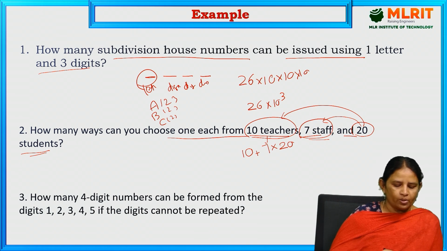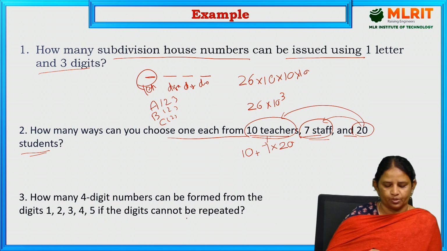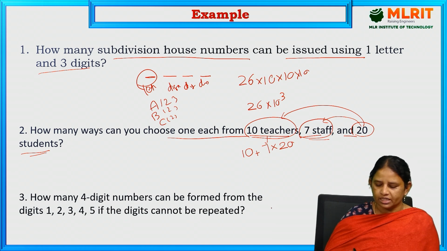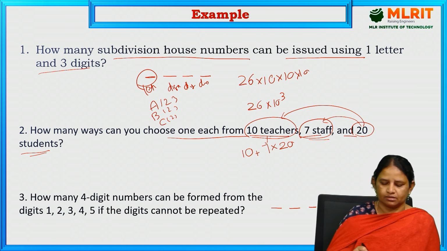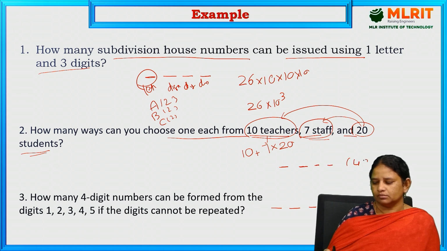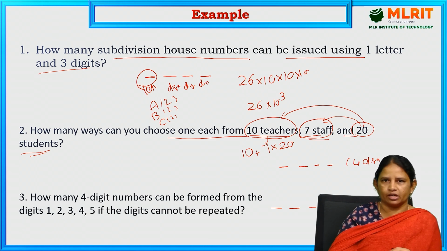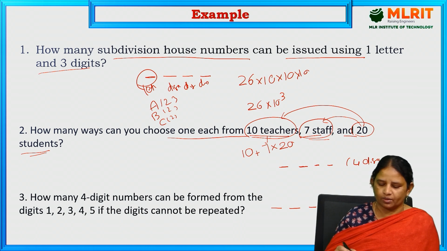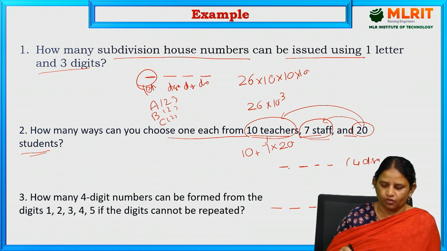Next, how many 4-digit numbers can be formed from the digits 1, 2, 3, 4 if the digits cannot be repeated? The number consisting of 4 digits. In the case of a 4-digit number, we can form the number with the help of the digits 1, 2, 3, 4, 5. Digits cannot be repeated. So 5 can be used in 5 ways.